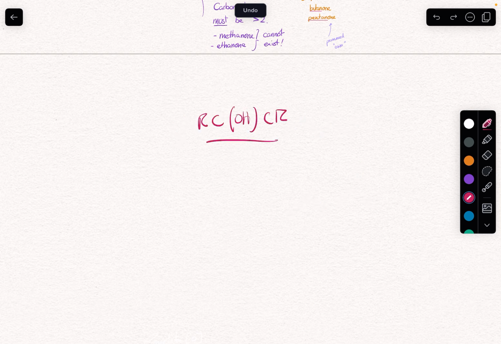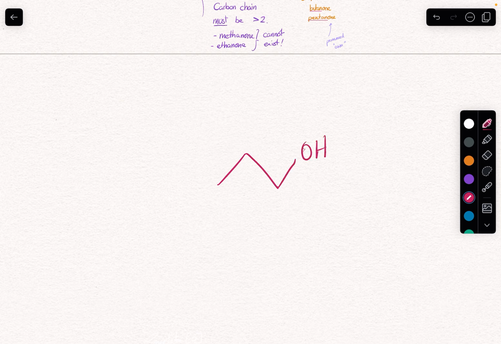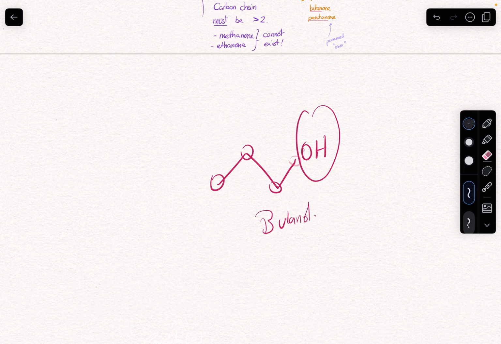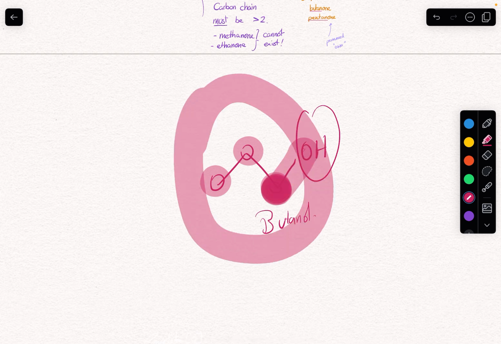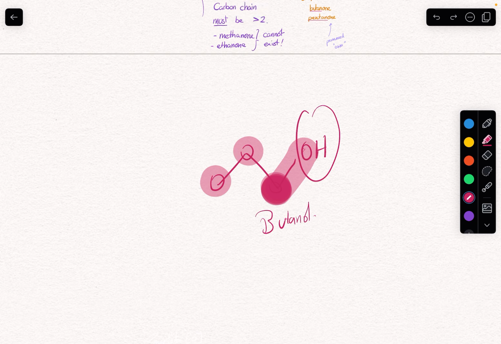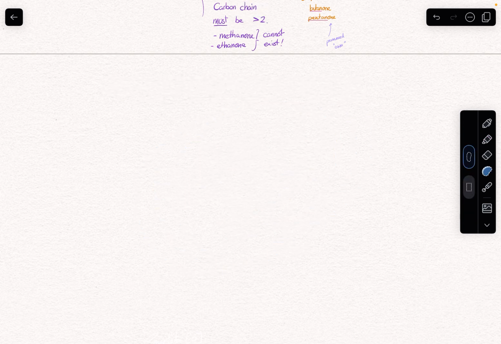A common mistake that we also see when it comes to nomenclature is, let's say you draw something like this. Some people go 1, 2, 3, 4 carbons, OH, butanol. That is wrong. This right here is not a carbon. We've got a carbon here, a carbon here, a carbon here, and this carbon is bonded to an OH. So we only have 3 carbons in that, and that's how you would name that.